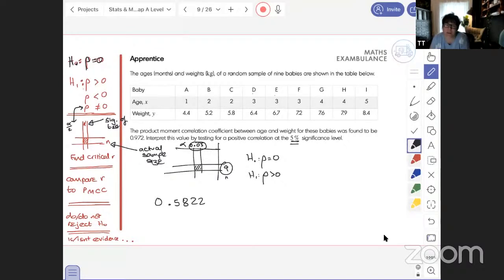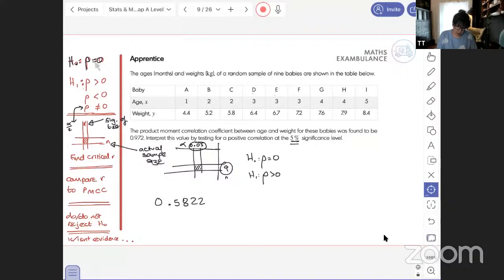Okay. Time has gone. Let's just quickly finish this one then, and then you can have a go at it. So the process is exactly the same. Always the same H0: rho is 0. Always, under all circumstances. Then you choose one of these alternatives. You go to the table and you find that number. That's your critical R, which in our case is this. Then you're going to compare that to the PMCC from the data. Now, this data gives you a PMCC of 0.972. So we're going to compare those two.